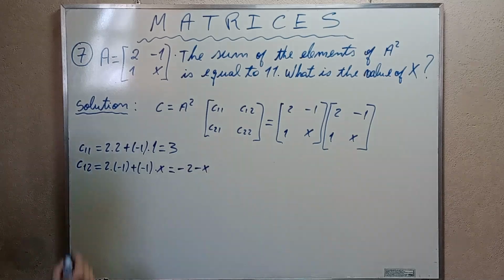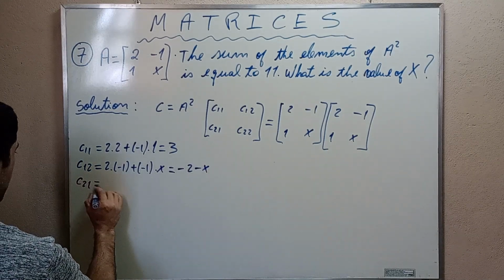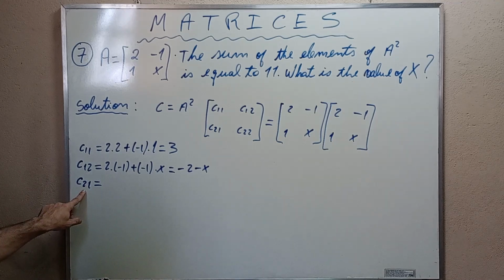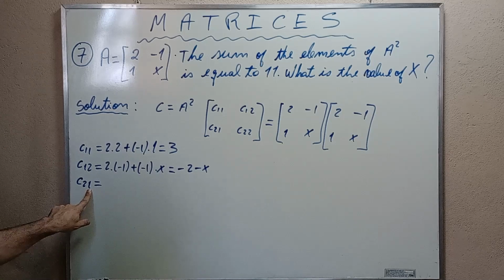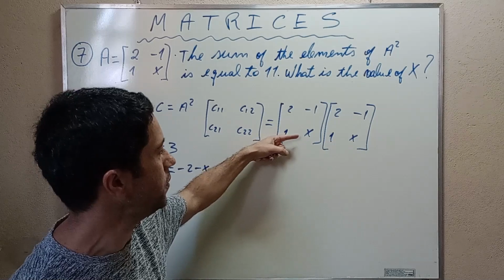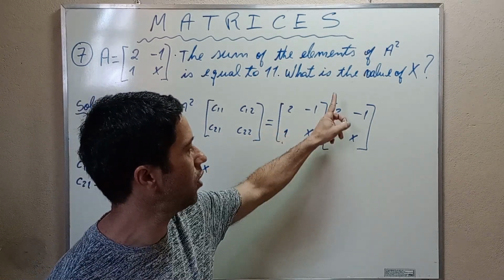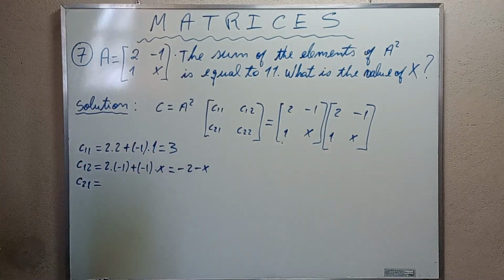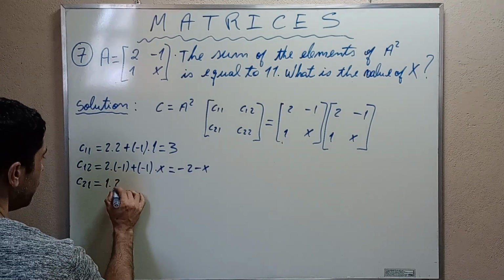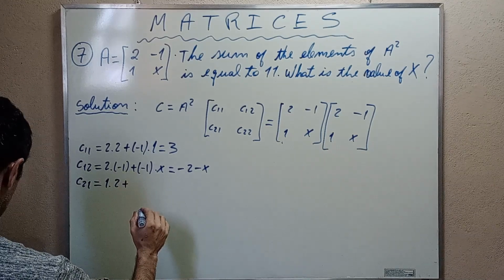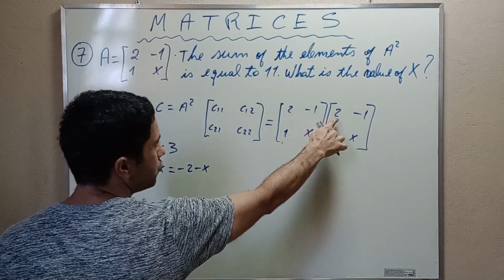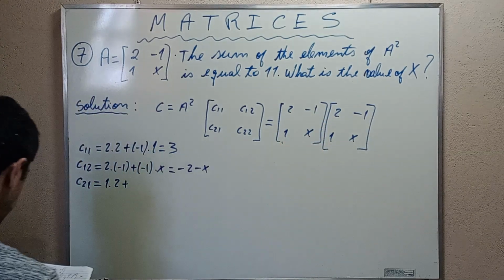C21 now. C21 is going to be obtained from the multiplication of the second row of the first matrix with the first column of the second matrix, okay? This row here with this column here. It is equal to 1 times 2 plus x times 1.